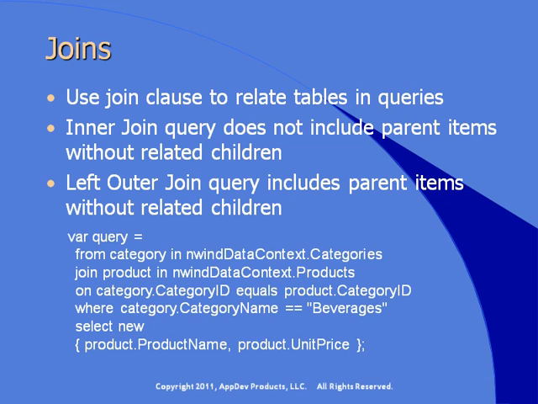So here's a simple join. I want to bring back products in the beverages category. So my query says from category in categories, join product in products on category ID equals category ID, and then where category name is beverages, bring back the product name and the unit price. So let's go see some additional examples of grouping and joining using LINQ to SQL.